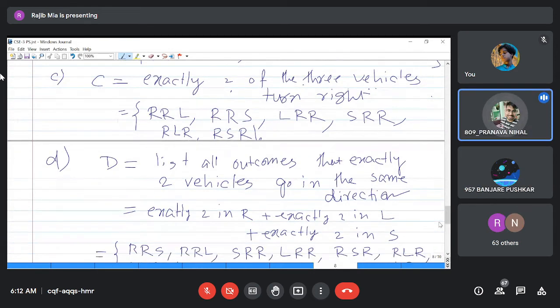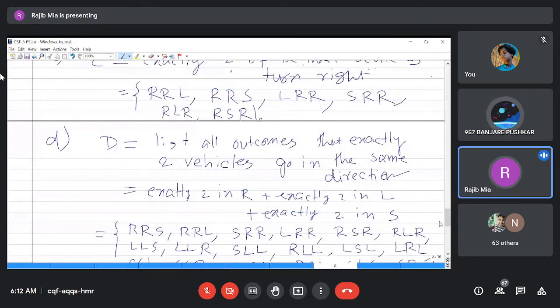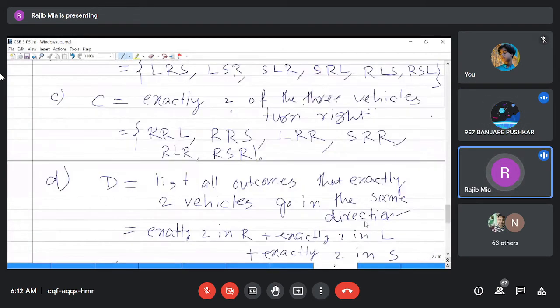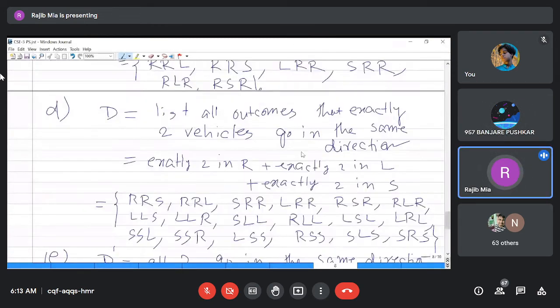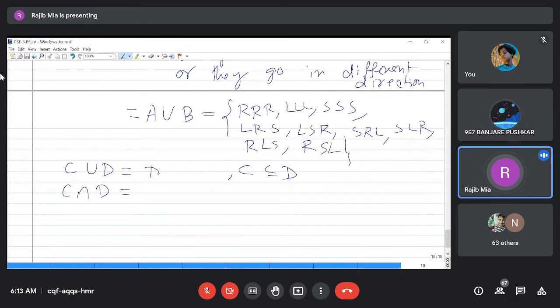Sir, union will be D and intersection will be C. Yes. Because the event C is a subset of the event D. You can see here. All the outcomes of C are already contained in D. So since C is a subset of D, C union D will be D and C intersection D will be C. Done.